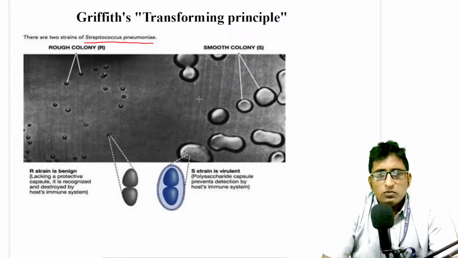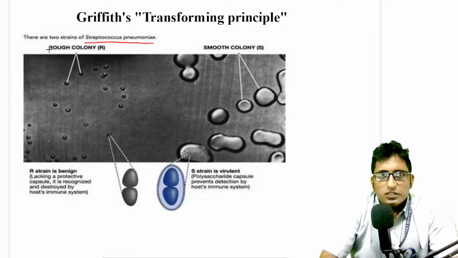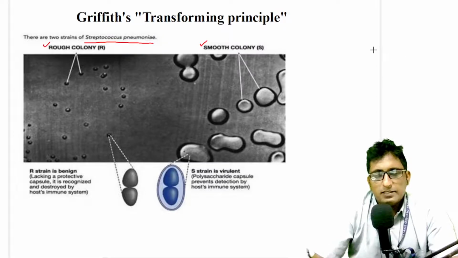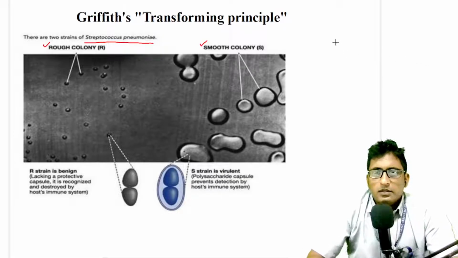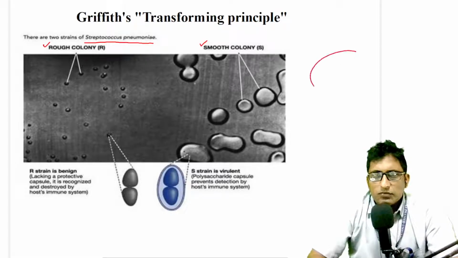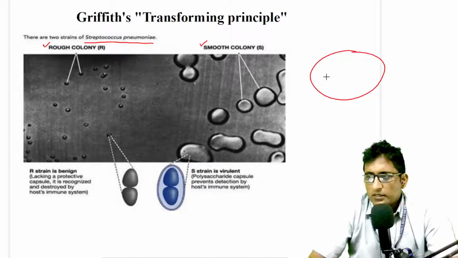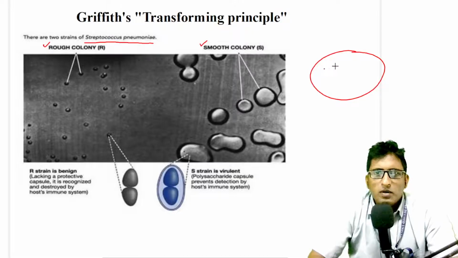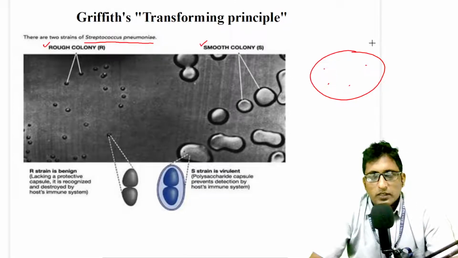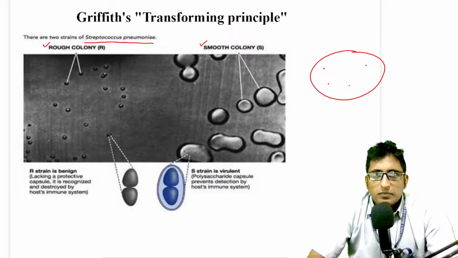There are two different strains. One is the rough strain, R, and the other is the smooth strain, S. Basically, the difference between them is the colony morphology. Say we take a nutrient agar plate, and put three or four different bacteria at different points, and leave them in an incubator for 12 to 24 hours. The bacterium would divide and make a visible colony like this.